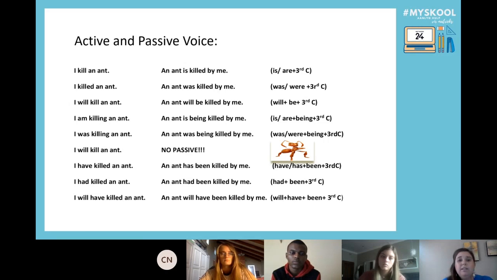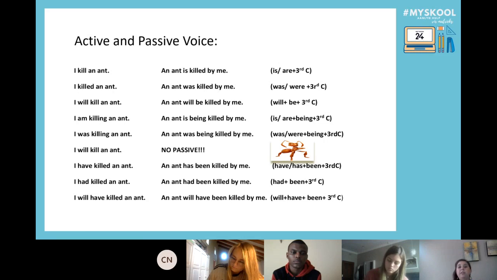I have killed an ant: has been killed by me, have or has plus been plus third column. We are now in the perfect tense, okay? So in the perfect tense, we have, has, and had. I had killed an ant: had been killed by me. Had plus been plus third column. I will have killed an ant: will have been killed by me. Will plus have plus been plus third column.